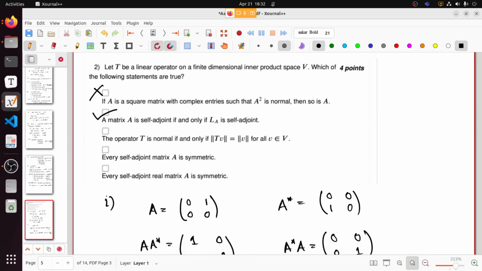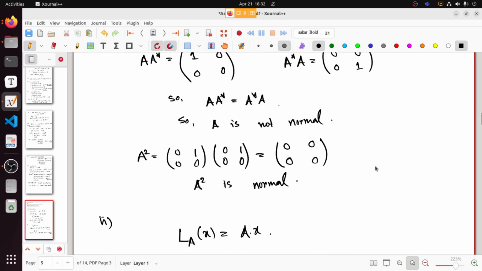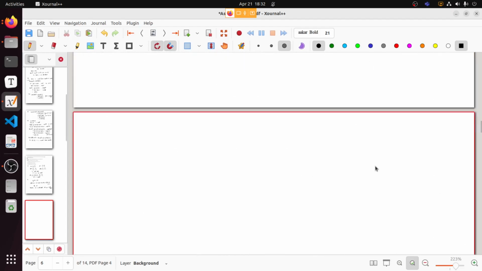Now what is option number 3? The operator T is normal if and only if norm of Tv equals norm of v. So this is called an isometry. If norm of Tv equals norm of v for all v, then the operator T is called isometric. So it's saying that an operator is normal if and only if it's isometric. So this is not true. Let's solve this, option number 3.